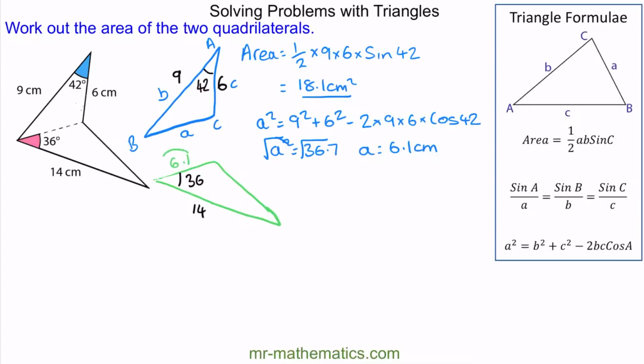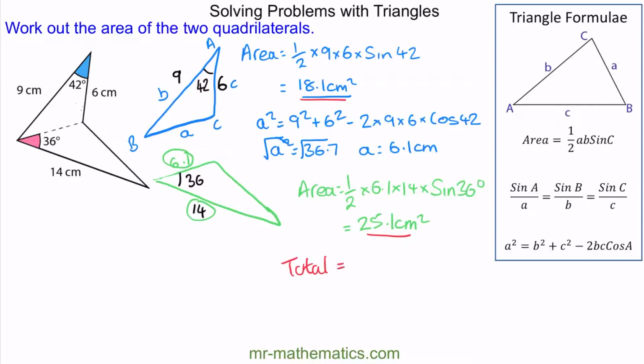So now we know both lengths either side of the angle, we can use the area rule. So the area will be 1/2 of 6.1 multiplied by the 14 times the sine of 36 degrees. And this will be 25.1 centimeters squared. So now we can work out the total area of the quadrilateral by adding these two together, and we get 43.2 centimeters squared.